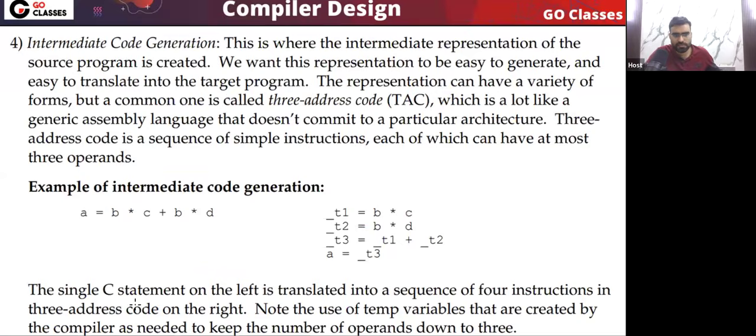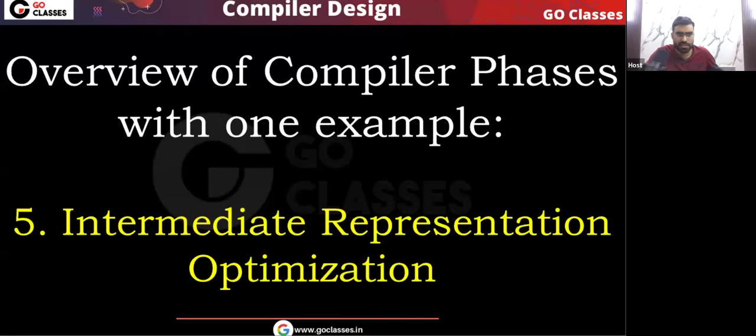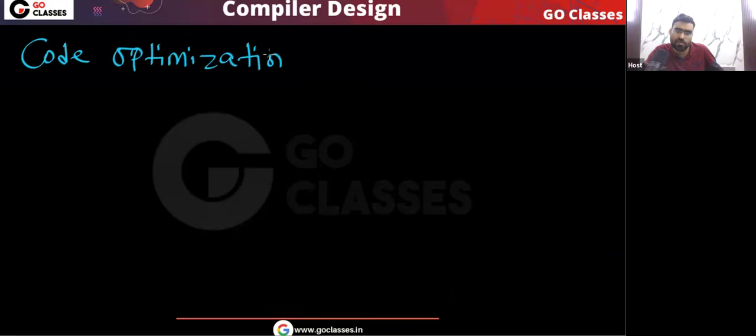Now let's move on. The next phase is intermediate representation optimization. This intermediate representation that you have, can you optimize it? Optimization means making it better. What is the meaning of code optimization? You are making it better. You are making it faster.